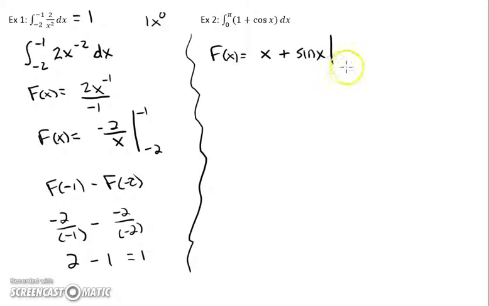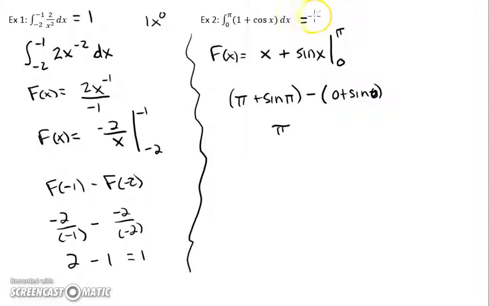And then we're going to want to evaluate that from 0 to pi. So our integral is going to be equal to pi plus sine of pi. So F of b minus F of a. So that's going to be 0 plus sine of 0. So sine of pi is 0. Sine of 0 is 0, so our answer here is just going to be pi.